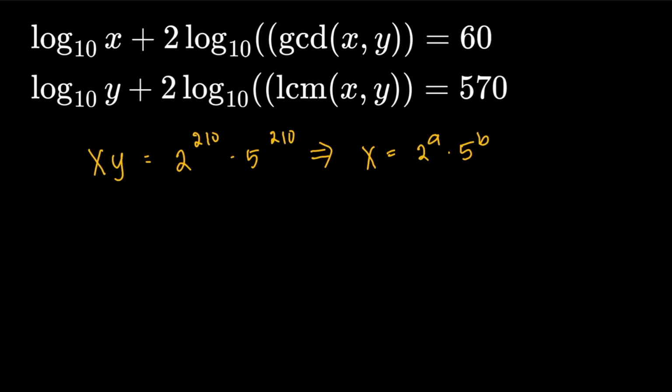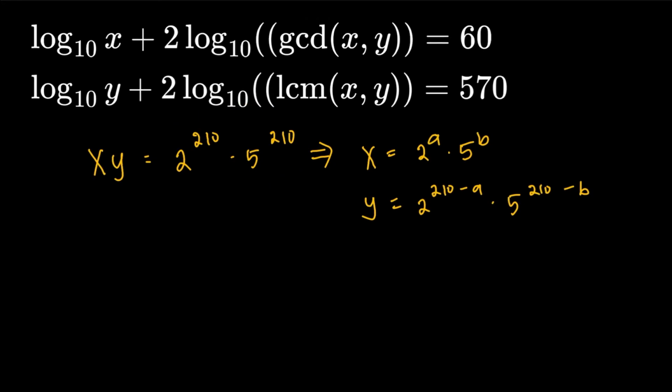So that's going to be that, and I could define all the other things. Let's just say y. Now I know xy is going to give this value, so y would have to be 2 raised to 210 minus a times 5 raised to 210 minus b. That must be the case, because xy is going to be this number over here.